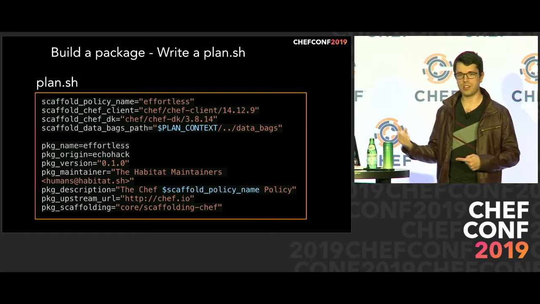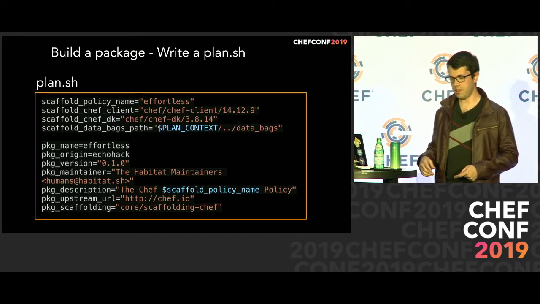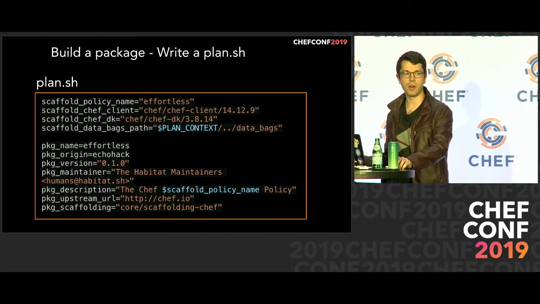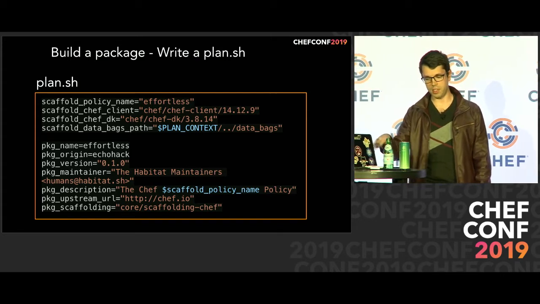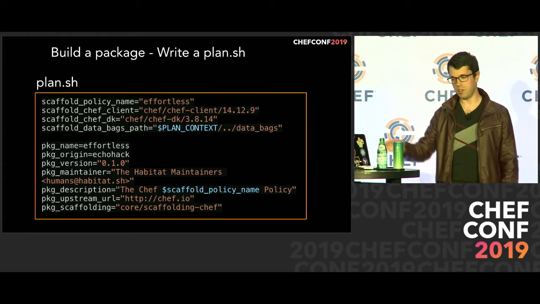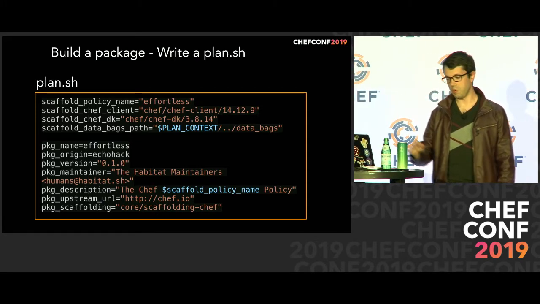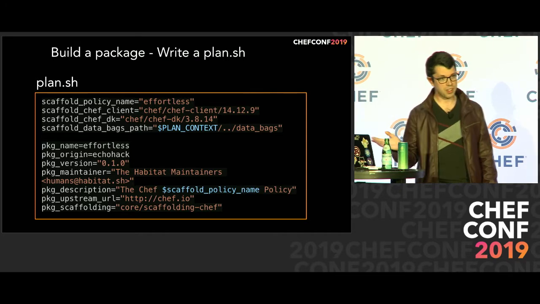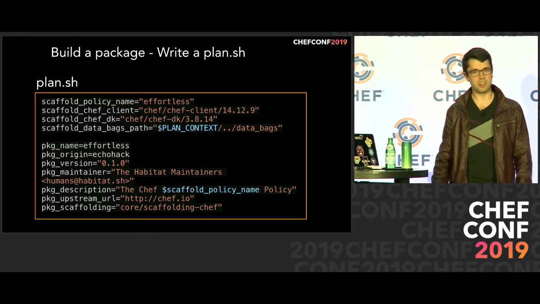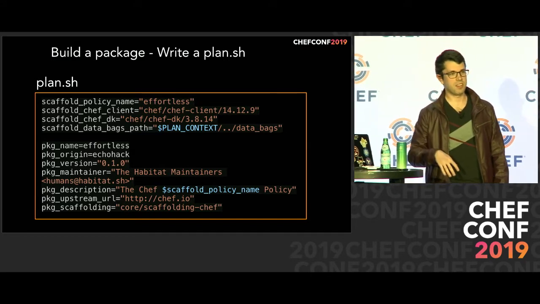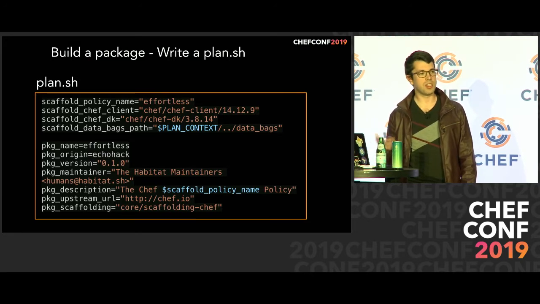So building the package, this is the entire plan.sh. It should look very similar for your application, if not a little smaller. Like if you're not using data bags, you can delete this whole line with data bags. If you want to use the latest version of the Chef client always, you can delete that line with the Chef client. If you want to use the latest version of the Chef DK to build it, you can delete that line. And you know, this thing gets a little easier. A lot of this is just metadata, so there's no code in here. The other thing, of course, is this is just Habitat.